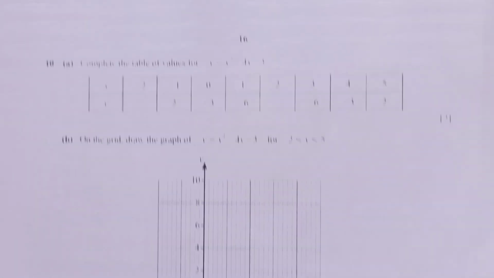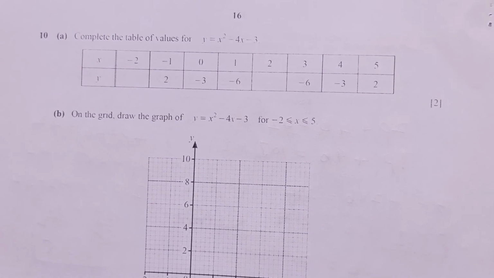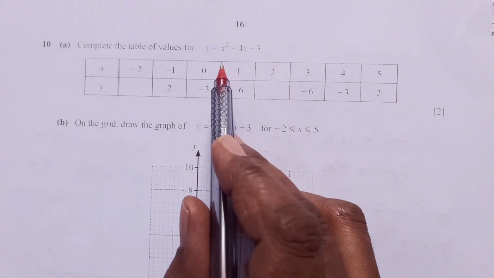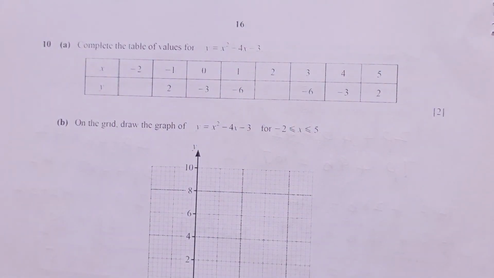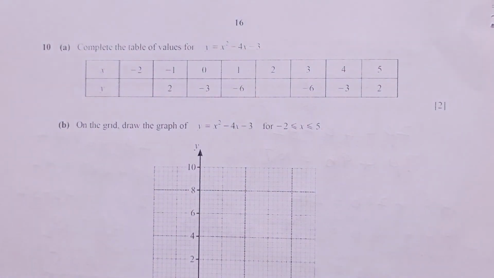Now the last question of this paper, number 10. Complete the table of values for x squared minus 4x minus 3. This is the table given to us. The first one is y equals x squared minus 4x minus 3, and we are given the value negative 2.